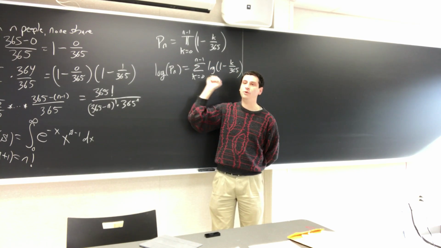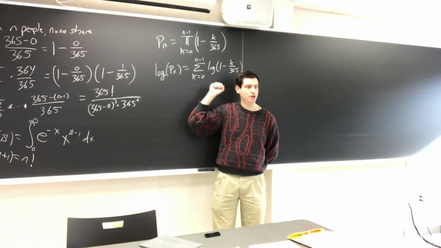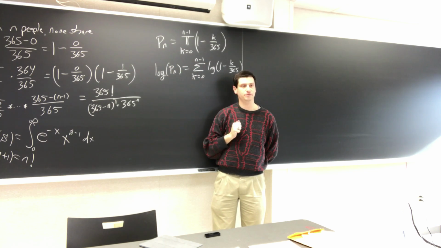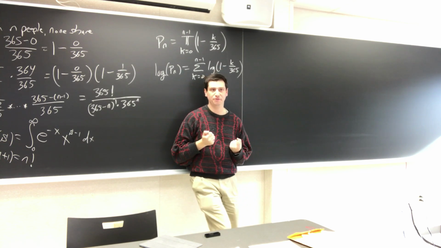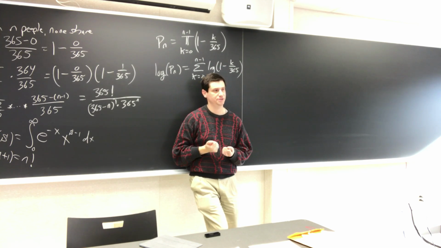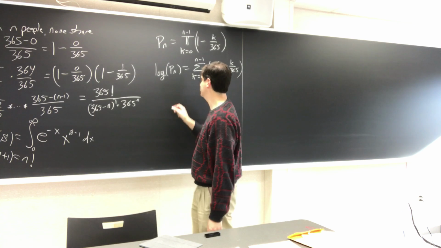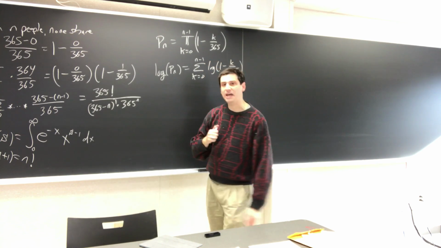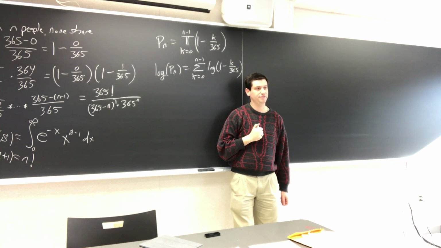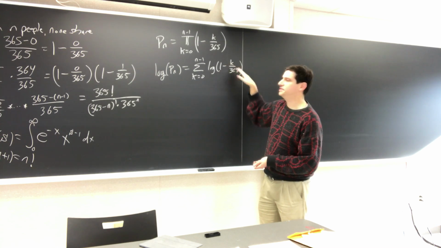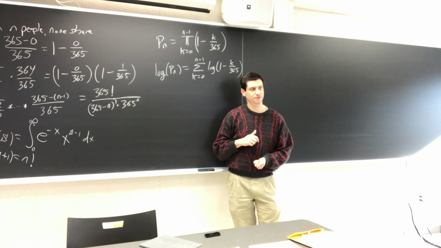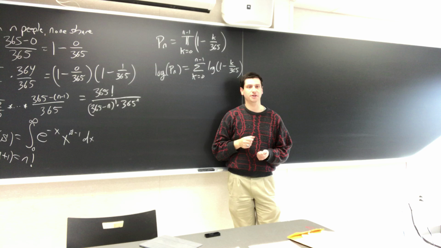This is an extremely powerful technique. Whenever you see a product, you should always think, let me take a logarithm. And now we're going to use calculus. It's been about 15 minutes. It's time to actually do some calculus. The idea is we don't expect k to be that large relative to 365. So what would be the easiest value of k to evaluate the log of 1 minus k over 365? What value of k would you love to take?